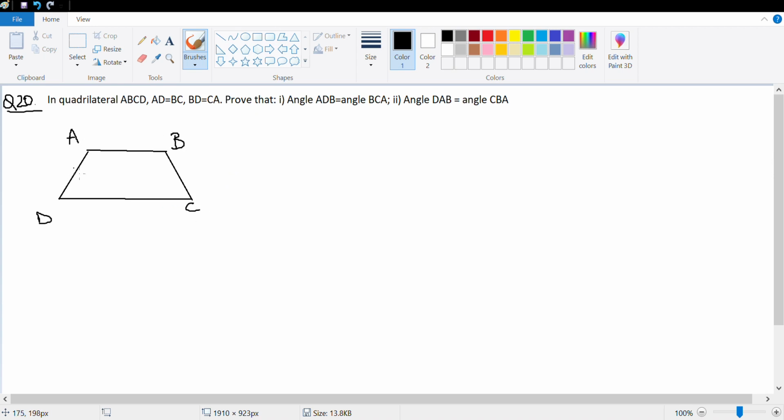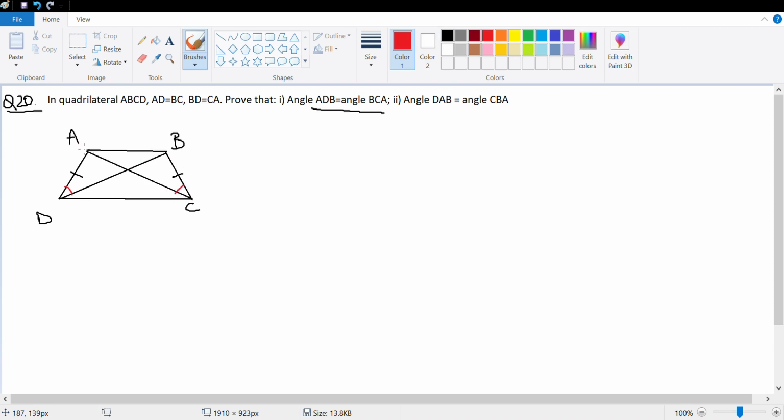As per the question, AD is equal to BC and BD is equal to CA. So the diagonals are equal. BD is equal to CA. What I need to prove is angle ADB. Okay, so let's now look at this question. What do I have to prove? To prove that angle ADB and BCA. So ADB, this angle, and BCA, this angle.